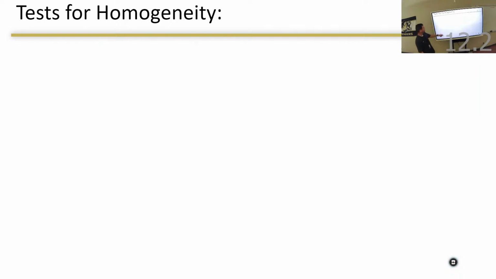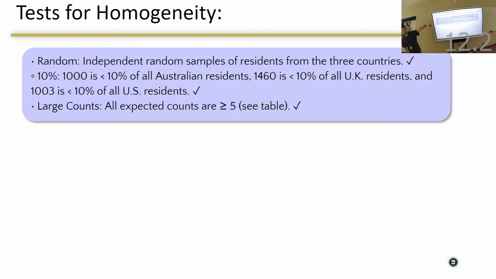SRSs, independent SRSs, independent random samples. 1,000 is less than 10% of all Australian residents. 1,460 is less than 10% of all UK, and 103 is less than 10% of all US. We have to separate that, okay? All expected counts are greater than 5. See the table. I haven't done it yet, but I bet they're going to be. And I'll have to write them, but I'm going to wait until I put it on my calculator to do that.